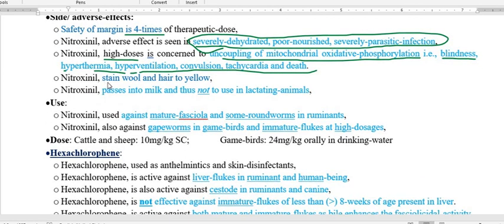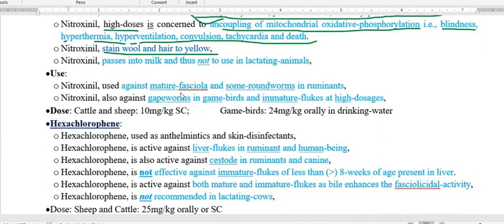Nitroxynil also stains the wool and hair yellow, and it also passes in the milk, so it is not recommended in lactating animals. Many drugs come in the milk, and therefore we have to be careful using such drugs in lactating animals. So this is about nitroxynil.